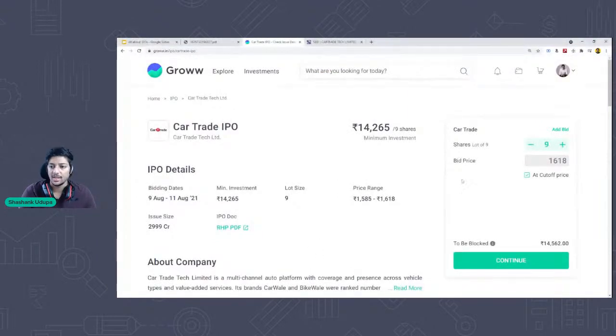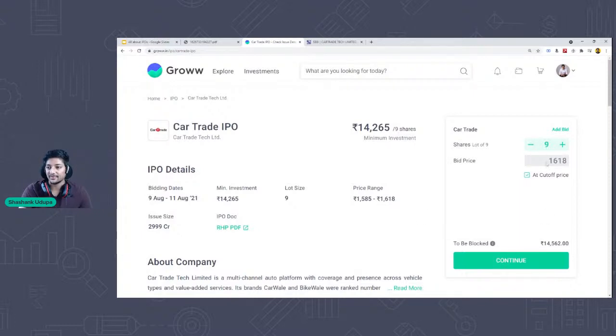See how this looks. Now, if I want to buy this, 14,265, I want to buy 9 shares, which is one lot. So if I want to buy one lot, which is a lot of 9 shares, I will directly click on add cutoff price. Why add cutoff price? I'm saying just buy it directly at the cutoff price itself, which is the highest price. If you put it at the highest price, your chances will slightly increase. And the price is 1618, which is the highest price here.